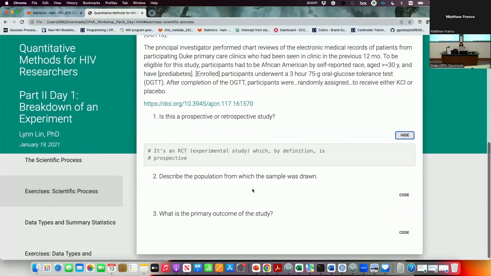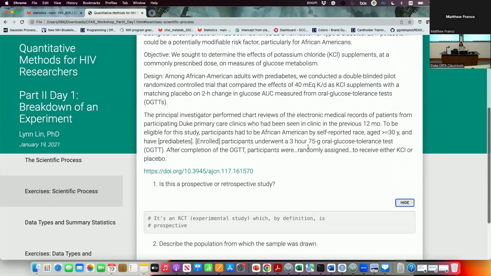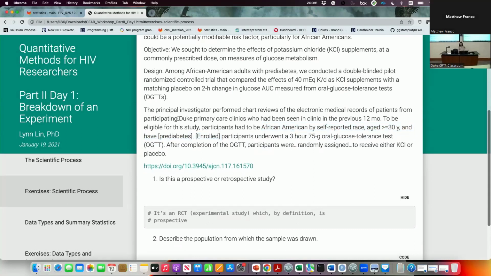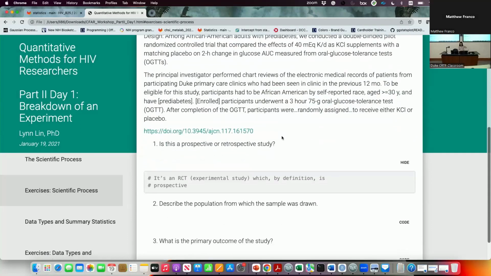Okay, so now what's the population they are interested in studying? African Americans over 30 years old. And what else? And have pre-diabetes. Yes. And what else? Age greater than 30, right? And also they have to be from Duke, participating in this particular clinic, but not every other place.